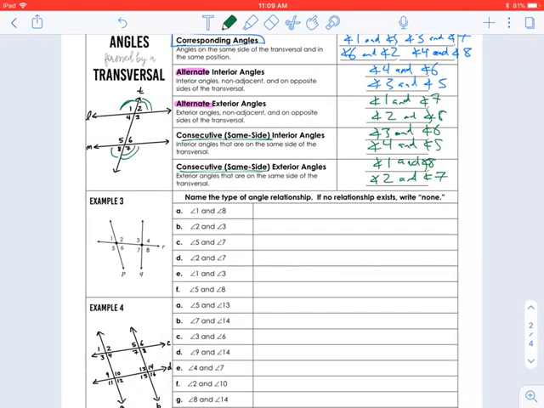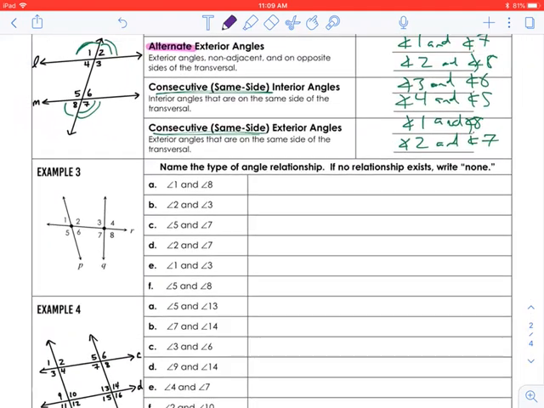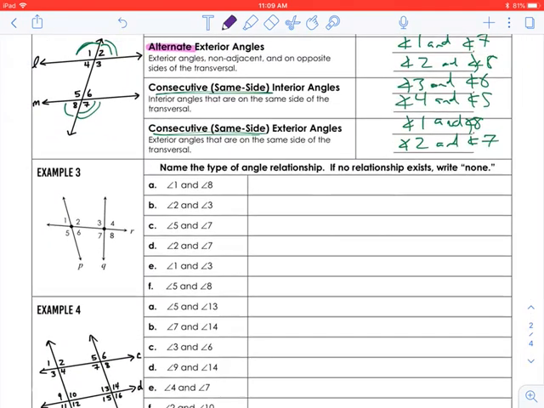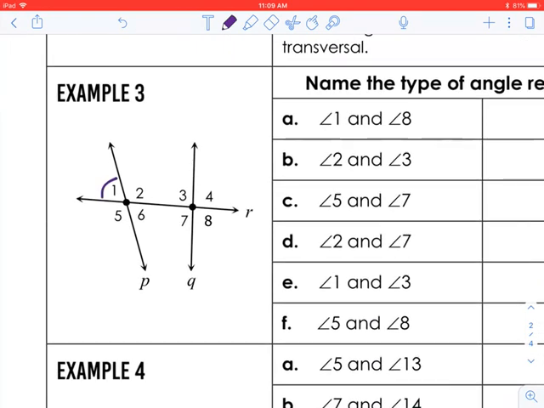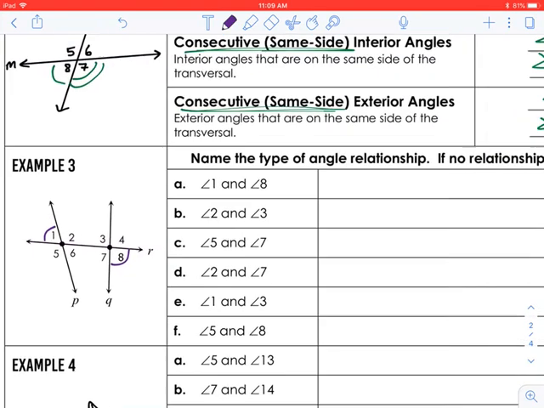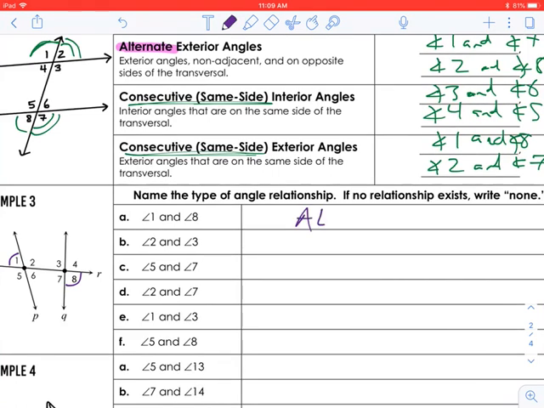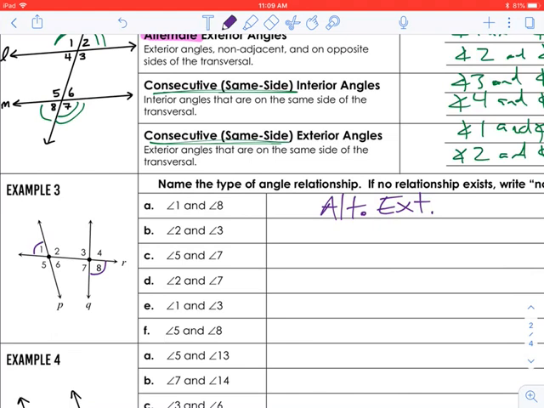Okay, so let's just go ahead and practice with this one, and then we'll kind of move on. So what is the relationship between these angles? For example, angle 1 and 8. They're alternate, they're on opposite sides of the transversal, and they're exterior. So that would be alternate, and these have abbreviations. Alt exterior.